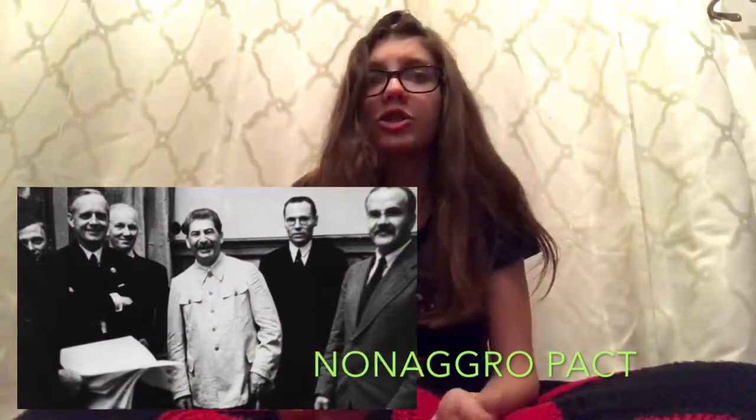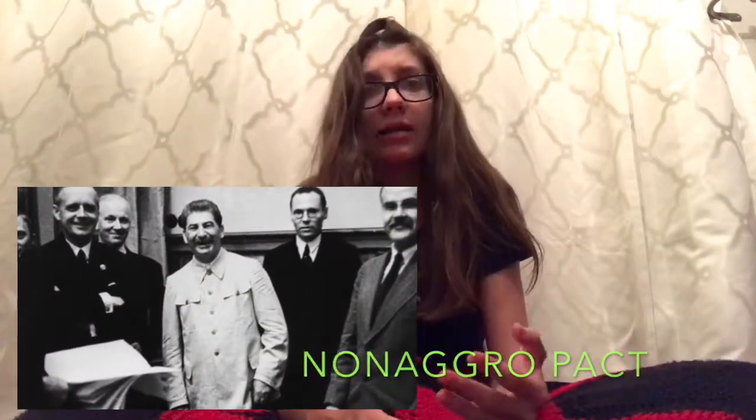The non-aggression pact was between Germany and the Soviet Union. They made this pact for non-aggression towards one another for 10 years, using no military. They secretly split Northern Europe in half, and the person that broke this pact was Hitler, who was ruler of Germany.